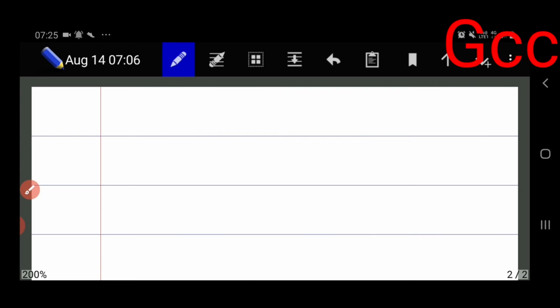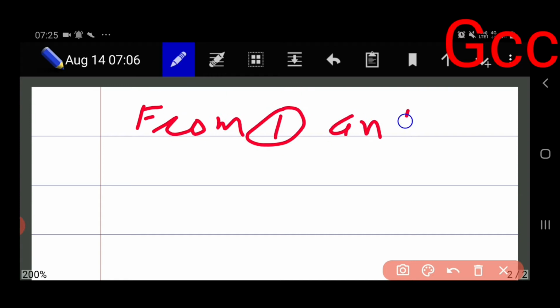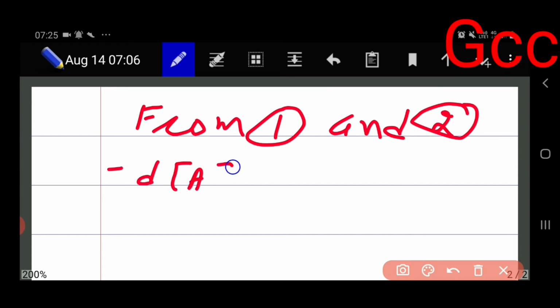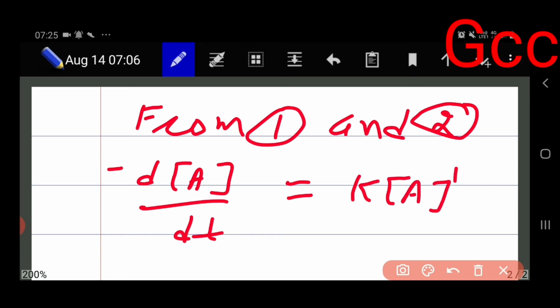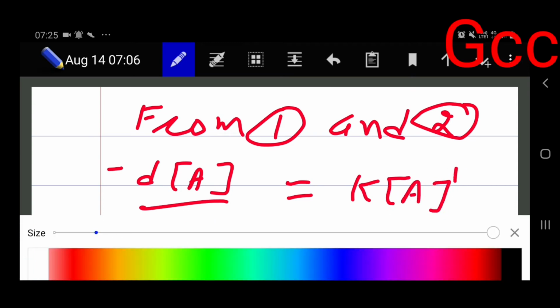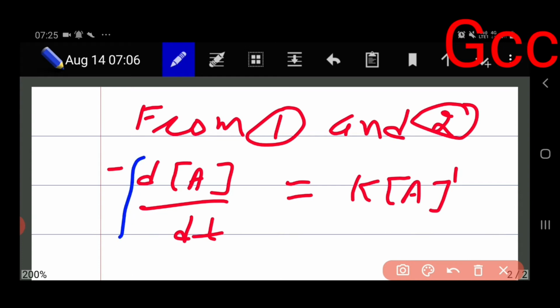From these 1 and 2, what to write over there? We are getting minus dA by dt is equal to k A raised to power 1. After that, we have to take integration on both sides.